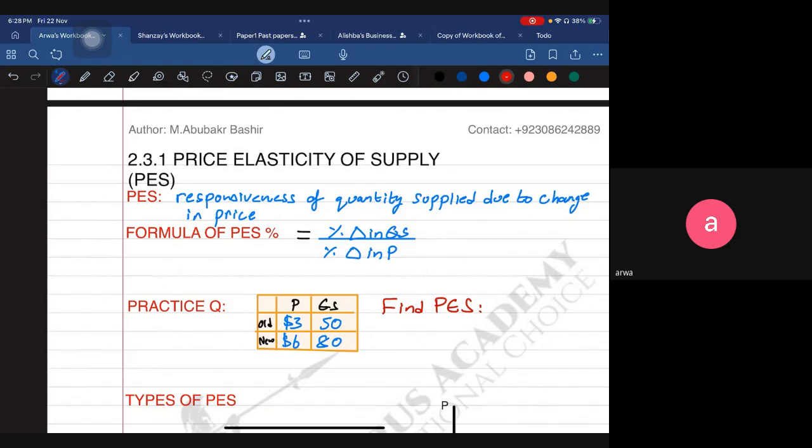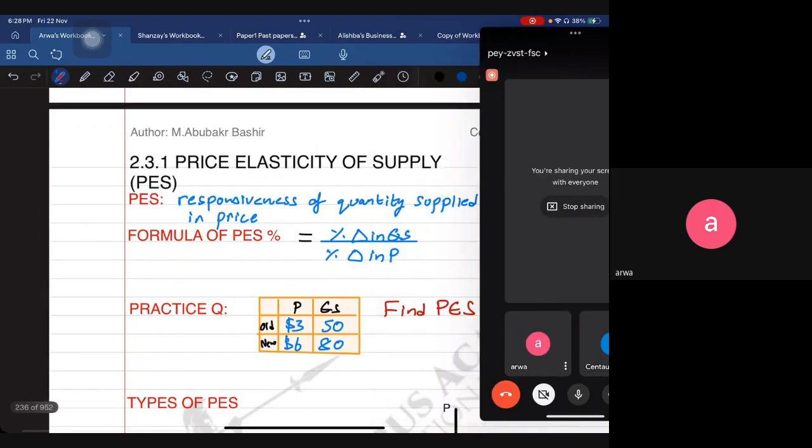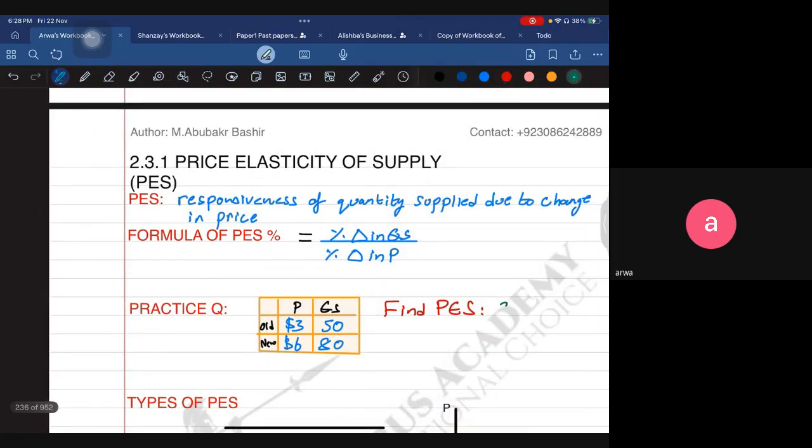Okay, so I got 0.6. This is fine. The answer is 0.6. So it is what? It's basically price inelastic because it's lower than one. Okay, great.